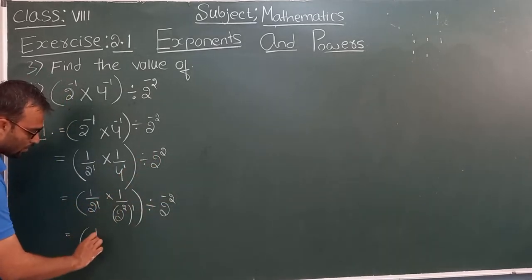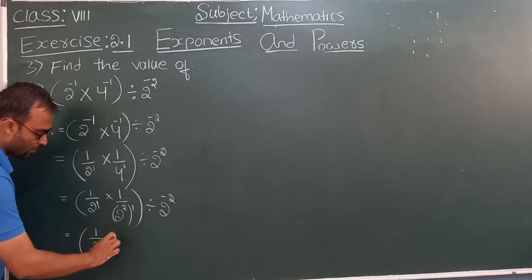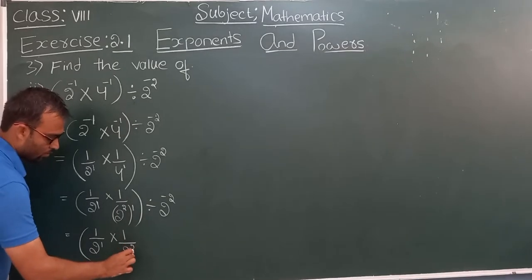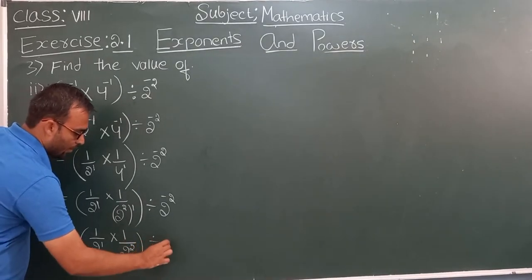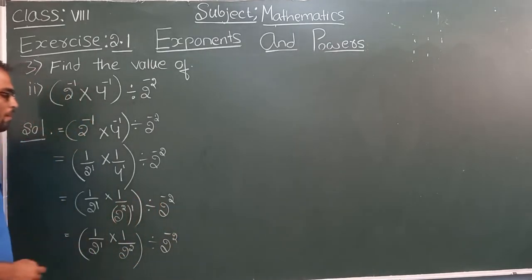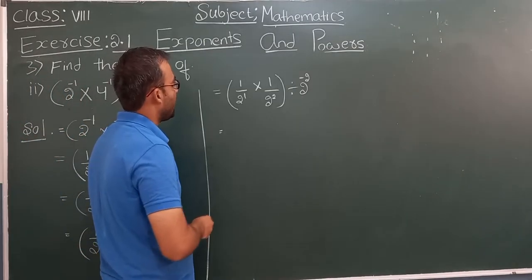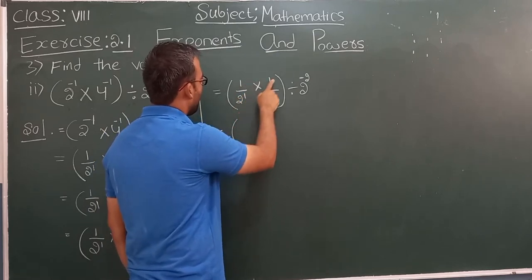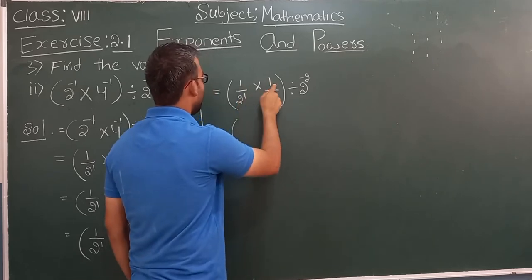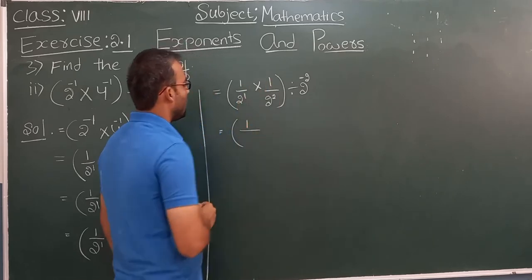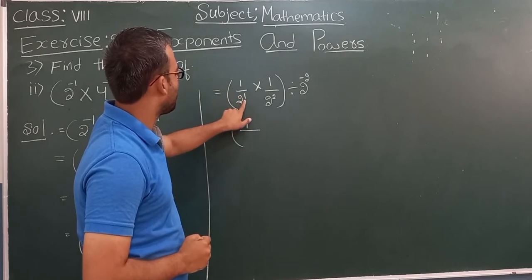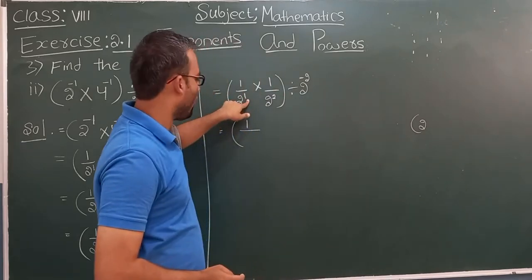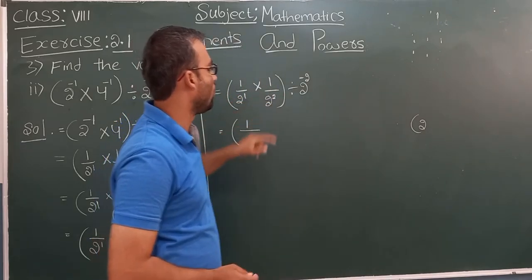Next, 1 by 2 to the power 1 into 1 by 2, ones are 2, students. So 2 ones are 2, divided by 2 to the power minus 2. Students, just look here. Here 1 by 2 to the power 1 is there, into 1 by 2 to the power 2 is there. So here 1 into 1 is what? 1 only. Just don't confuse. 1 by 2 to the power 1 into 1 by 2 to the power 2 is nothing but what?